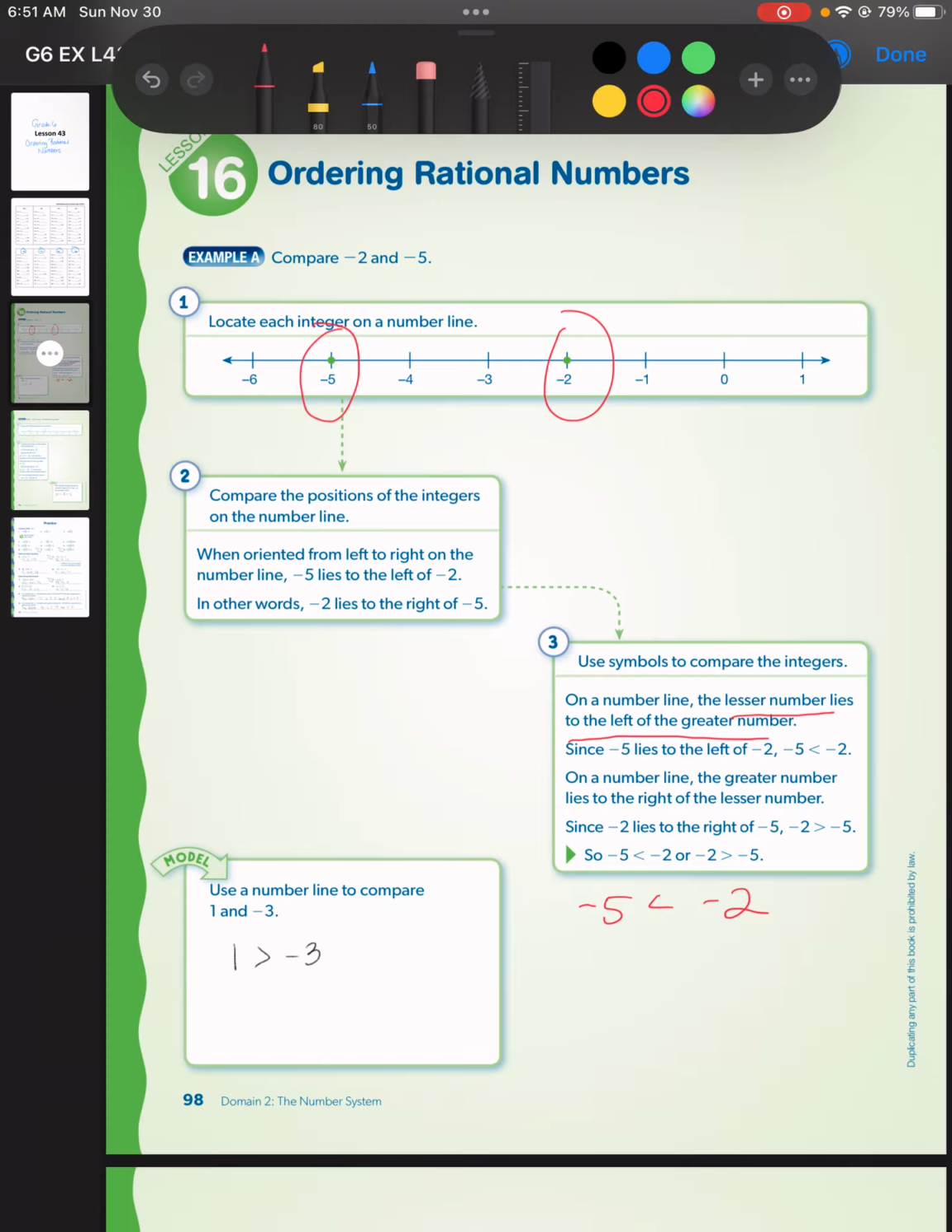So because we're given -2 first, we want to compare -2 to -5. So we actually want to write that -2 is greater than -5. While both are true, this is what the question is asking. And we'll use that as you model for them how to compare 1 and -3.